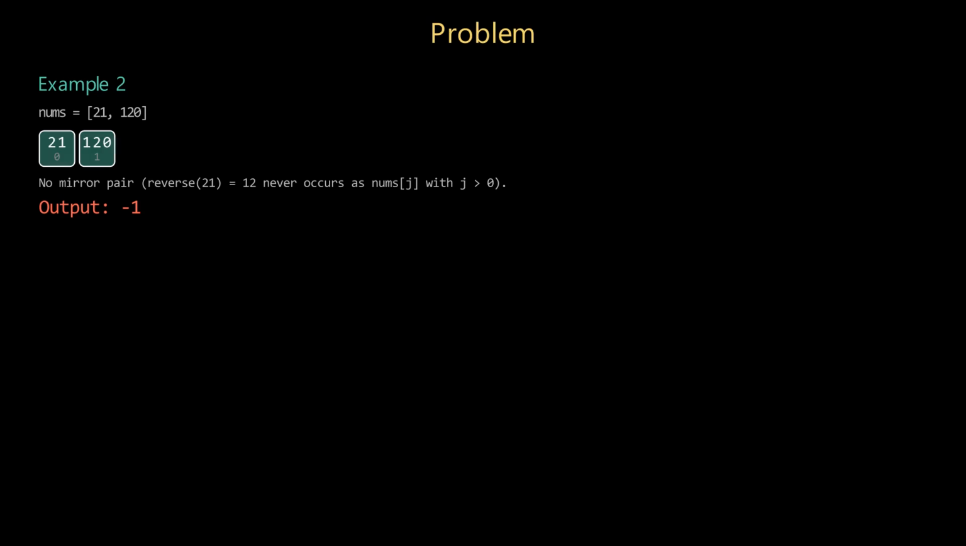Second example: 21, then 120. Reverse of 21 is 12, but no later nums entry is 12. Reverse of 120 is 21, with no valid j after index 0. No mirror pair, so the output is -1.